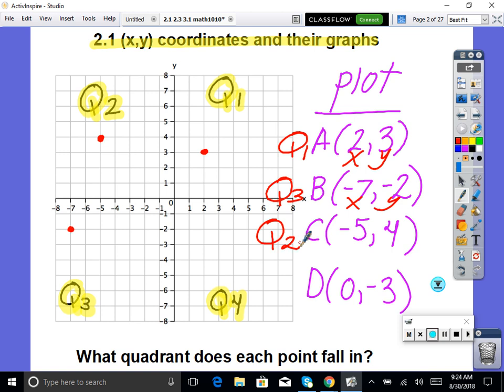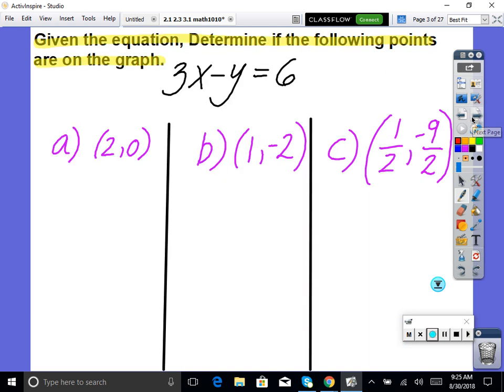And then let's look at this one. Over 0, down 3 units. That is not in a quadrant. That's on the y-axis. If it falls on an axis, just say the y-axis. And then be specific. It's on the y-axis between Q3 and Q4. Everybody see? Okay, awesome. Okay, let's look at this one.